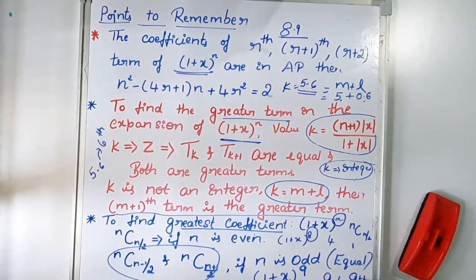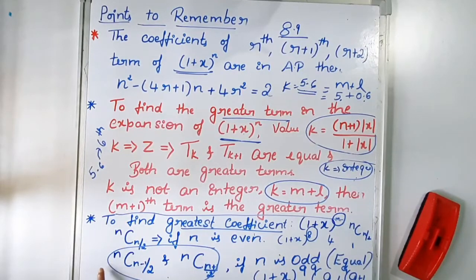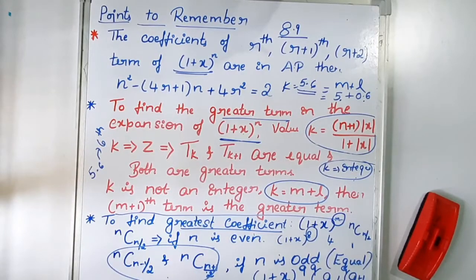Another one is (n+1)/2. nC(n+1)/2. Okay, 9C, even here 9C. So both the terms will be equal, so no need to find both. You can find any one, either nC(n-1)/2 or nC(n+1)/2. So this will give you the greatest coefficient.